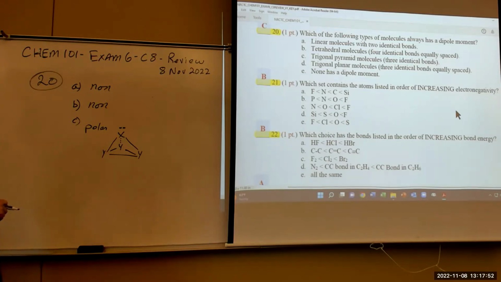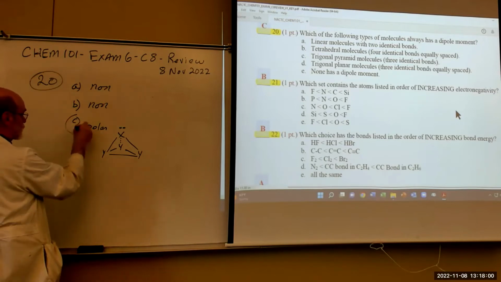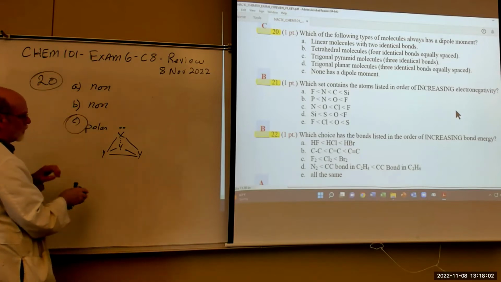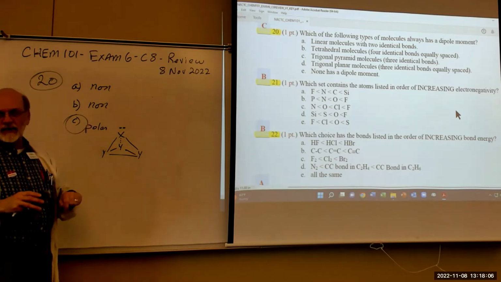Trigonal planar with three identical bonds, they all cancel each other out. Boron hydride is an example. So C has to be the answer here. That one is always polar, and the reason is that lone pair.